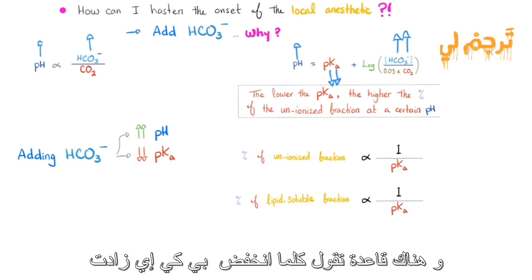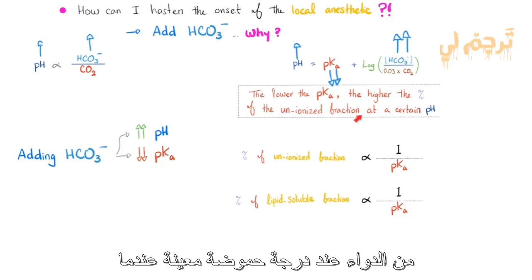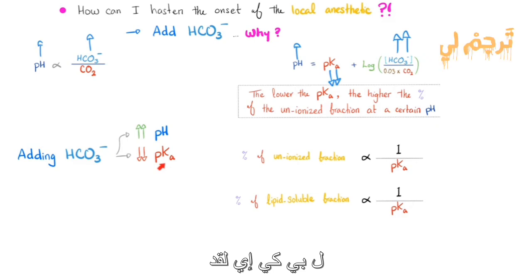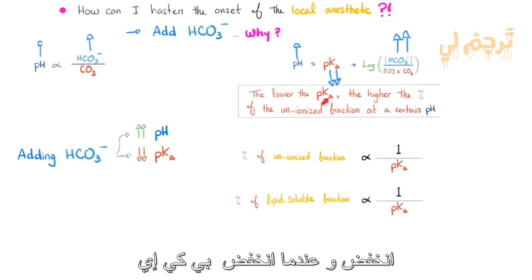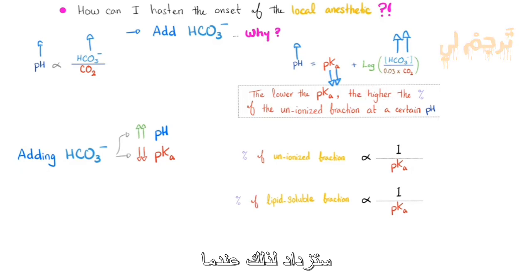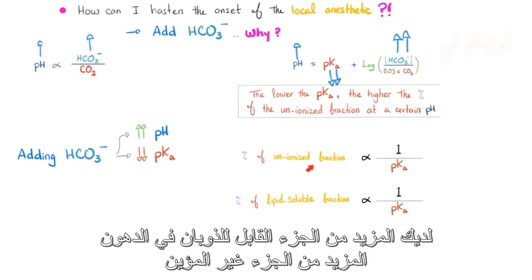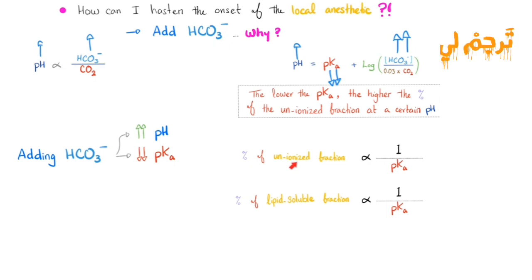And there is a rule that says the lower the pKa, the higher the percentage of the unionized fraction of the drug at a certain pH. When you added bicarbonate, what happened to the pKa? It decreased. And when the pKa decreases, what's going to happen to the percentage of the unionized? It's going to increase. So when you add bicarbonate, the percentage of the unionized portion of the local anesthetic is going to increase, and you will have more lipid soluble fraction, more unionized fraction.